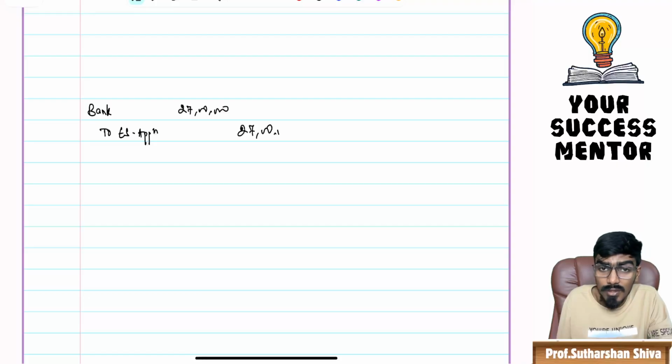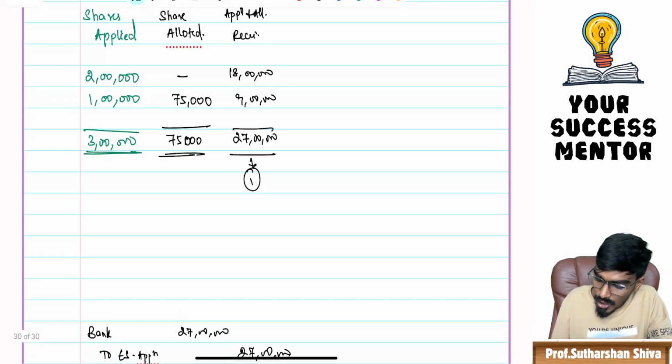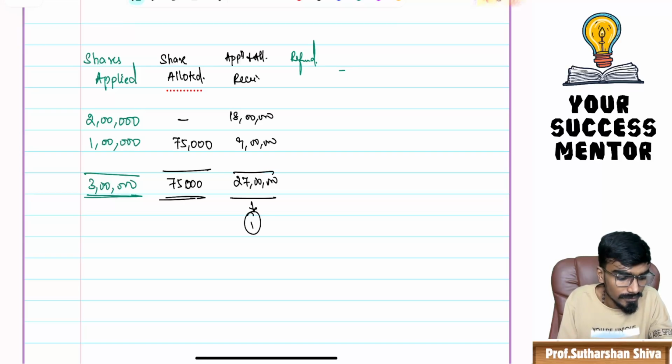Yes, sir. Are you able to understand? 27 lakh. Now you allotted the share. How much is the excess money, or I will put refund? How much is the excess refund I am having? The 2 lakh is completely rejected. So I should refund the entire 18 lakh. Yes, sir. So money refunded was 18 lakh.